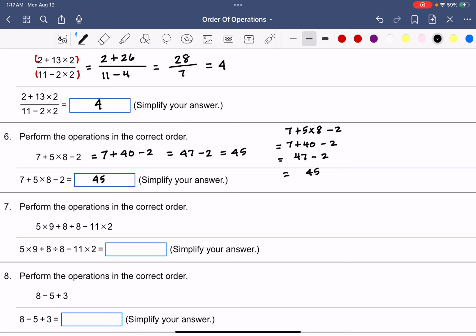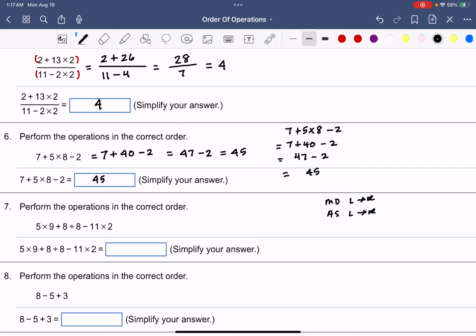Okay, number 7. I've got multiplication, addition, division, subtraction, and I've got to follow my order of operations. Now, I don't have any parentheses. I don't have any exponents. So I got to multiply or divide from left to right. And then once I've done all the multiplication and division, I'll add, subtract from left to right.